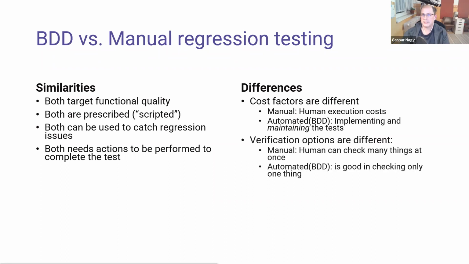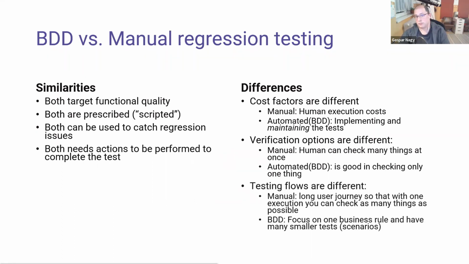So because of this, or maybe related to that, the verification options are also somehow different. If you are considering a manual test, then obviously humans are very good at watching multiple things. They can typically check as many things as they can while they are going through the test script. On the other hand, to reduce the maintenance cost for automated BDD tests, they are typically better if they are only checking one thing. Okay, so it checks one thing. A manual regression test is typically checking many things on the route.